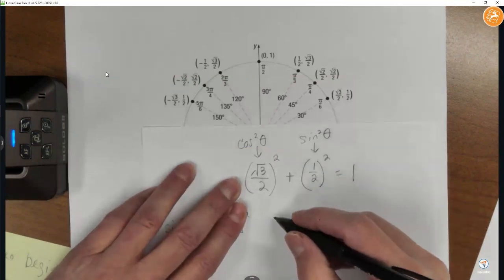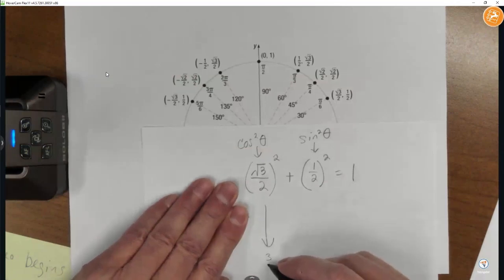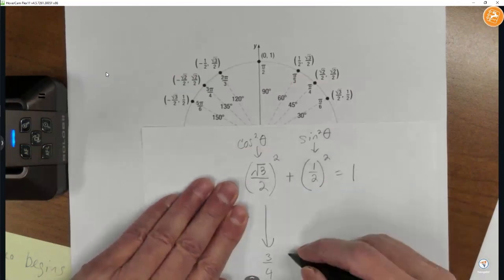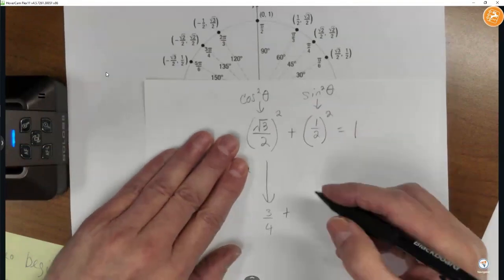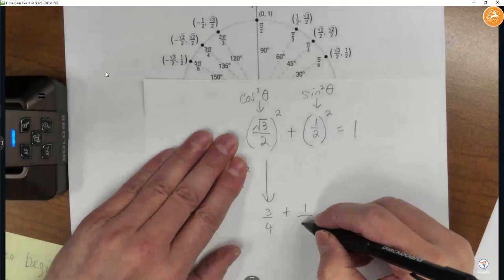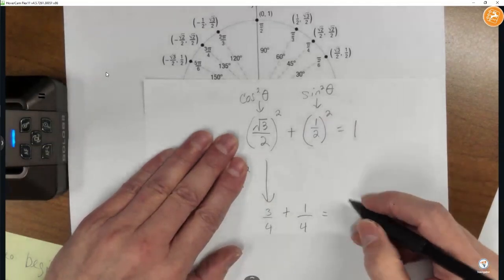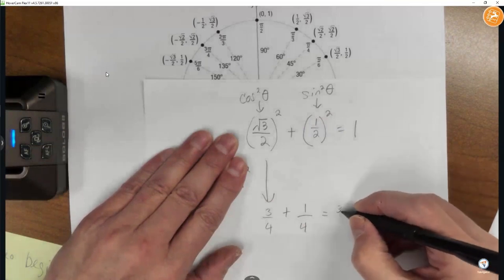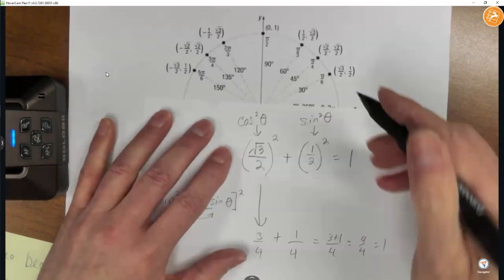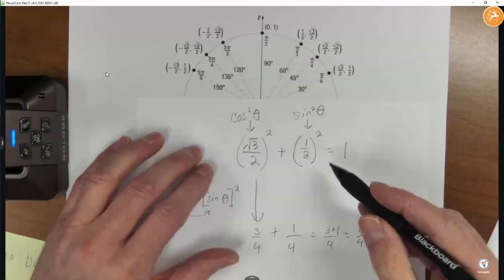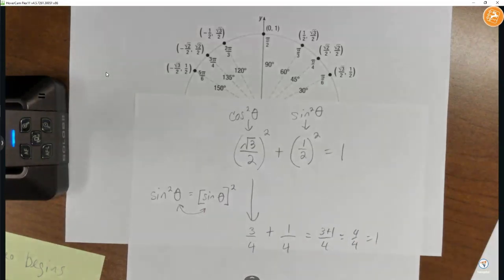So when I square this, the square root comes off the 3, and then the bottom is a 4. And then when I square this, I've got 1 squared is 1 and 2 squared is 4. And sure enough, when I write this together, that's 3 plus 1 over 4. That equals 1. So no matter what points we pick off of this, it's going to bear that out, that the cosine squared plus the sine squared theta equals 1.